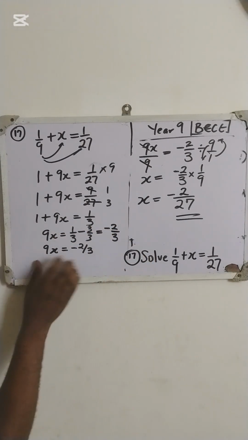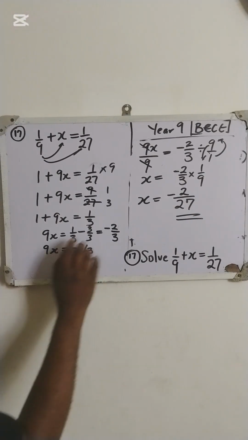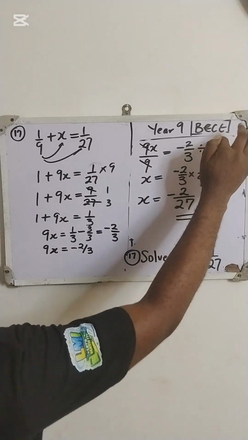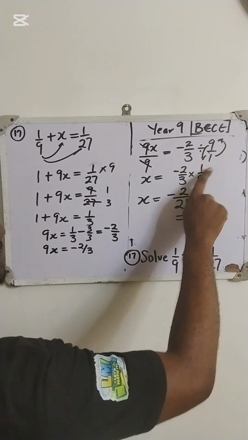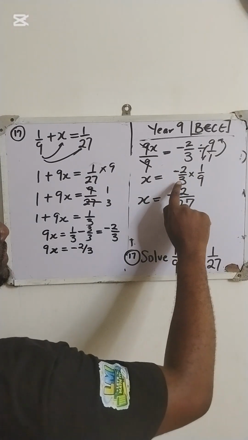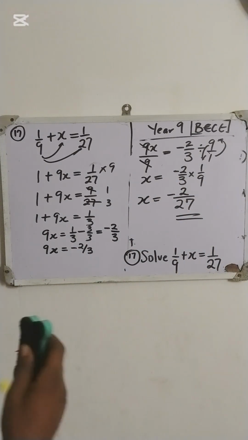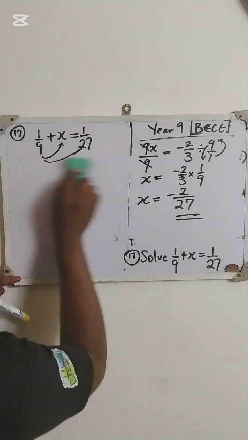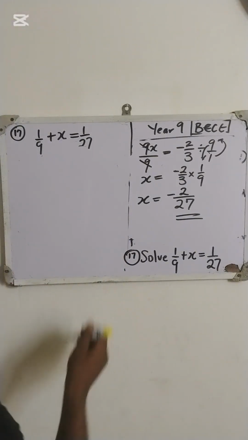Now, this is what we have. But we divide both sides by the coefficient of x so that we'll remove this 9 from here. And by the time we do that, we'll have minus 2 over 3 divided by 9. So when we change it to multiplication and flip it, 2 times 1, 2. The negative still stays. 3 times this, 27. And that's our final answer. You could do the method that you please, like LCM or whatever you want to do here.